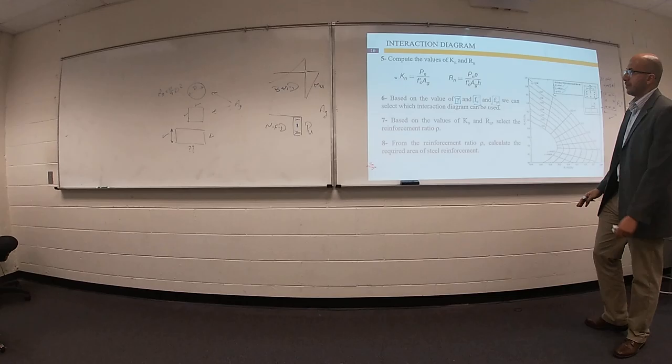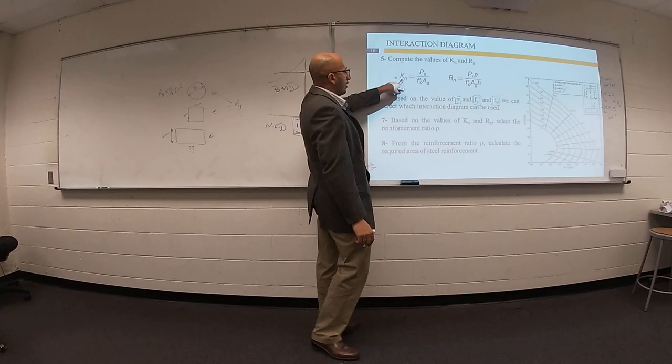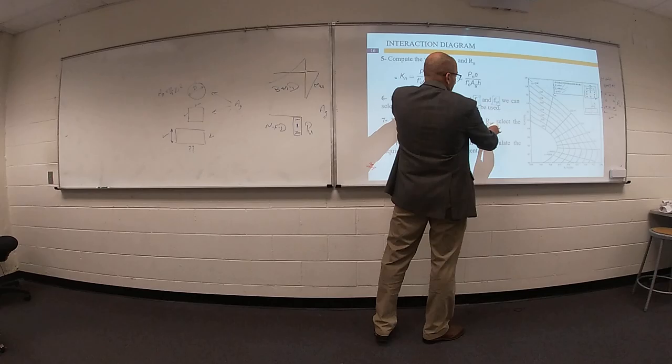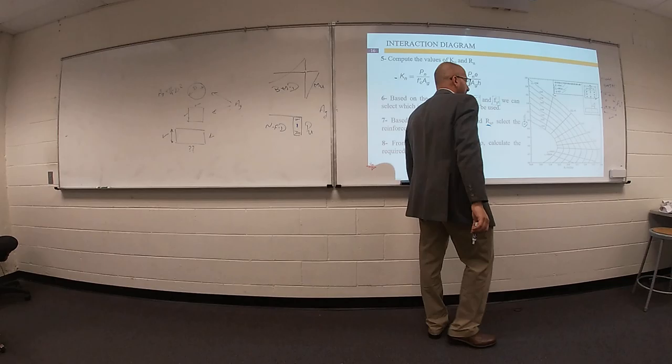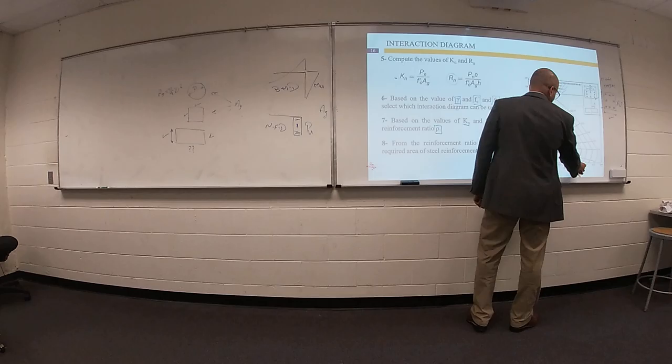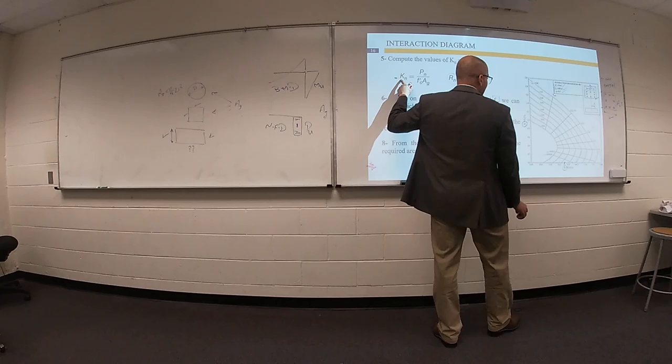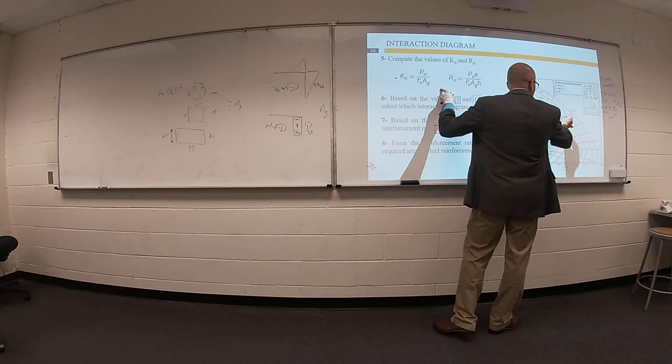Then, step number seven, based on the value of Kn and the value of Rn, I can tell you what is the reinforcement ratio rho. How? Kn is your vertical axis. Rn is your horizontal axis. So if your Rn is a number and your Kn is another number, go ahead. At this intersection, you can decide what is the value of rho.